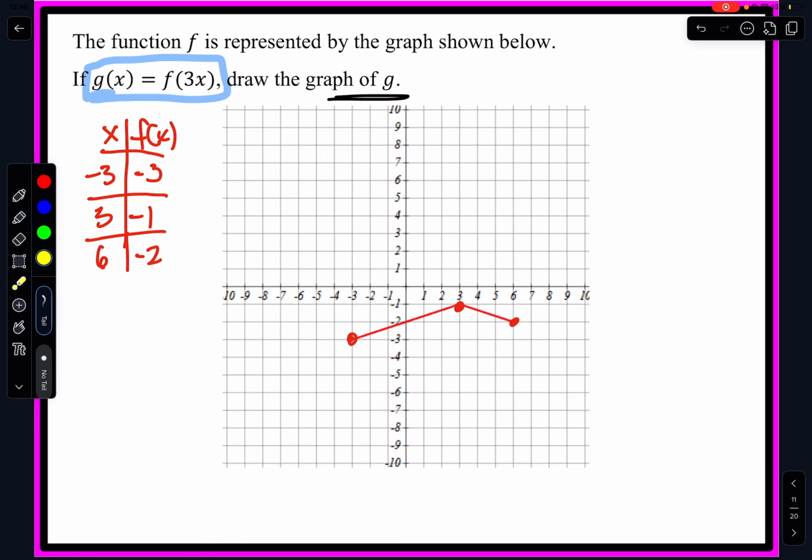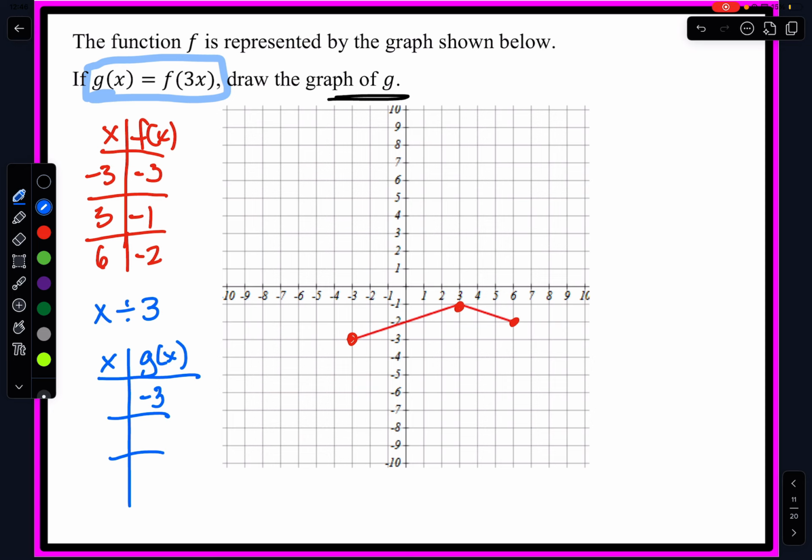So what we simply do is the opposite operation here. Instead of x times 3, we're going to do x divided by 3, with the y value staying the same. The way we create this horizontal shrink, like I mentioned, is to divide these numbers by 3. So -3 divided by 3 is -1, 3 divided by 3 is 1, and 6 divided by 3 is 2.